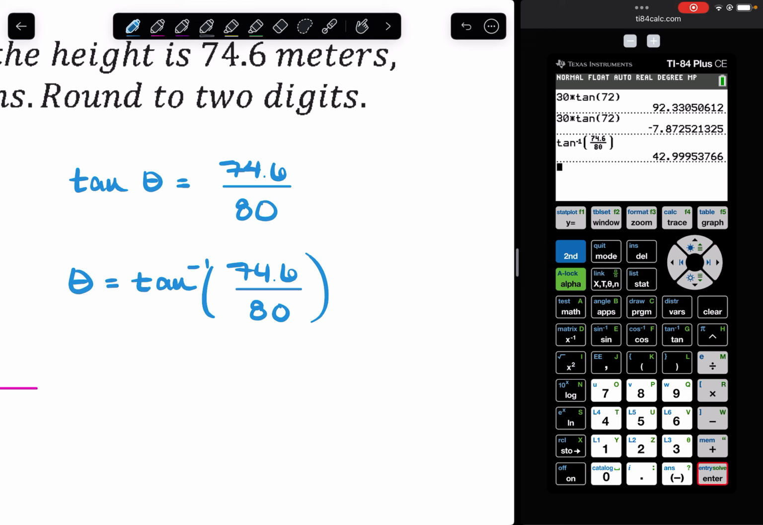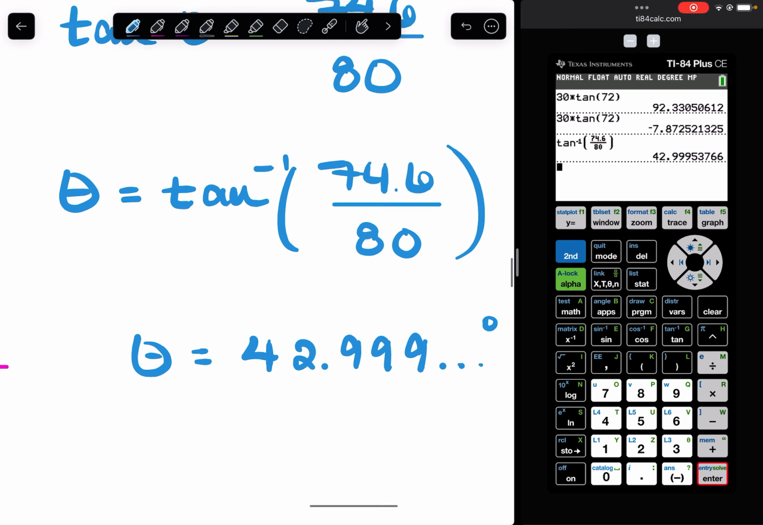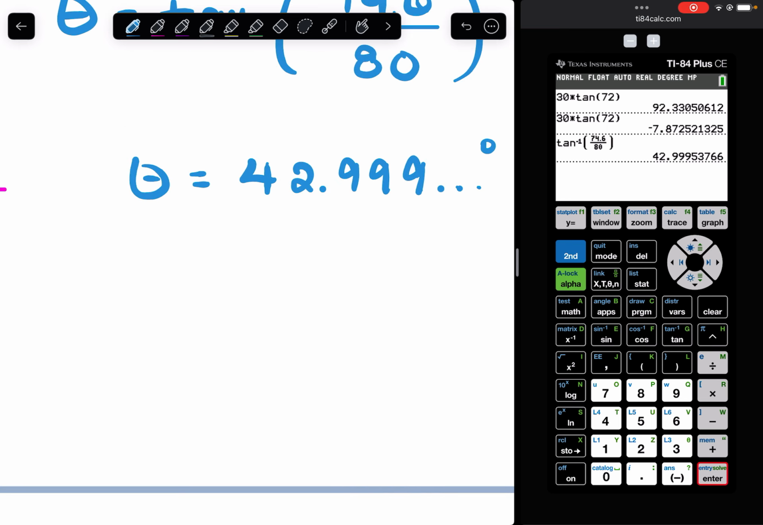So we have, let's see, 42.9999. All right, so theta is 42.999 dot dot dot. I'm going to go ahead and put my degree symbol. All right, if I reread, round to 2 digits. So to 2 digits, that 9 is going to force, the 9 also forces. So to 2 digits, our answer would be 43.00 degrees.